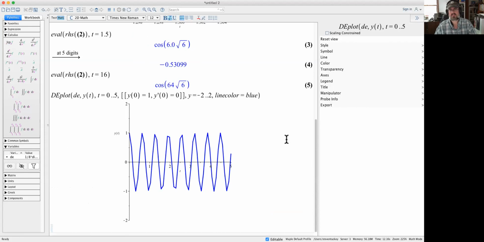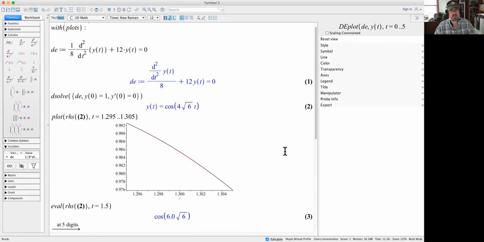Does that look familiar? Look at the axes. You guys are quiet. You're stunned. Are we supposed to say anything? I'm really curious. It should look really familiar.